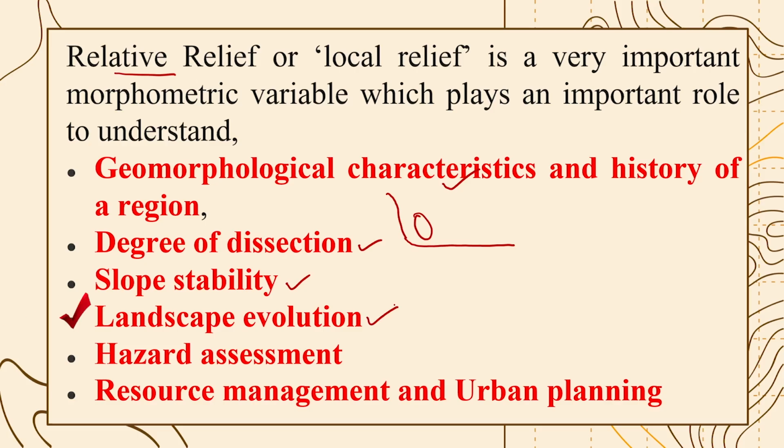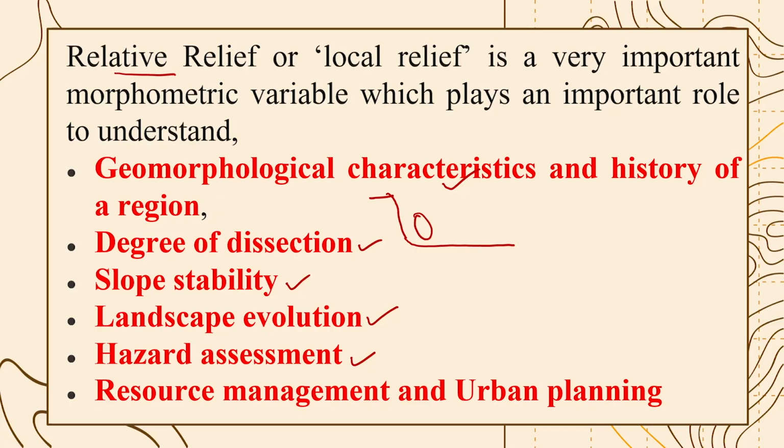The next is landscape evolution. As already mentioned, we have seen several landforms that start from the valleys and end in the base plains. The next one is hazard assessment. As I have already mentioned, we are using relative relief in order to understand different sorts of landslides and even floods. This is also very important in terms of understanding the hazards, and resource management and urban planning.